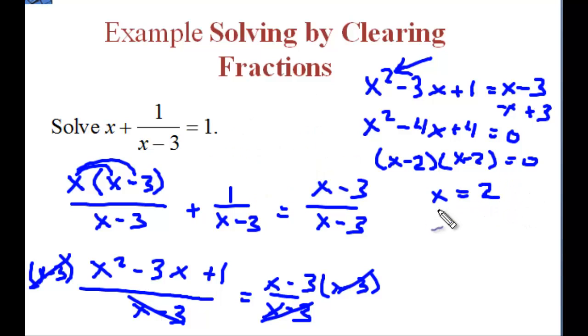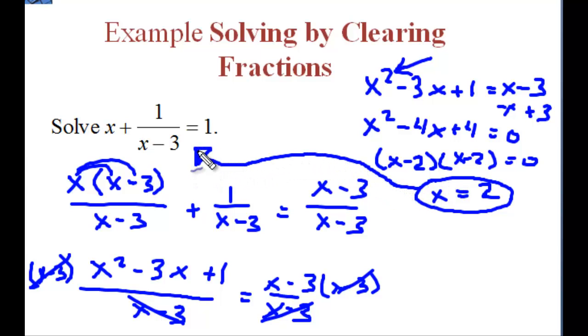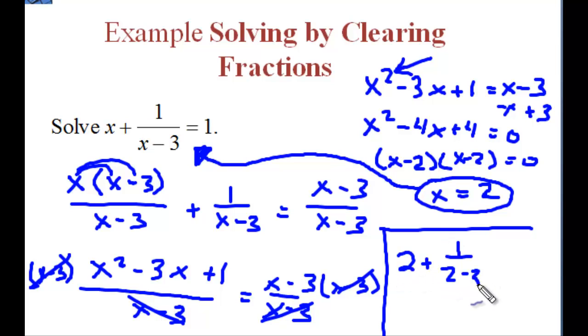When you have a fraction, you must go back to the original equation and make sure that you're not going to be dividing by 0. 2 minus 3 is not 0, so we're okay with this one. Just a quick check here to make sure that it works. x is 2. 2 plus 1 over 2 minus 3, 2 plus negative 1 equals 1. So it does work out.